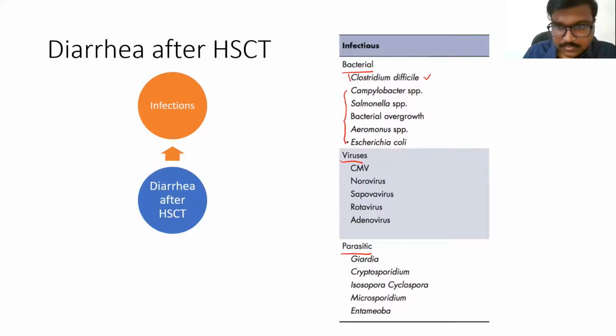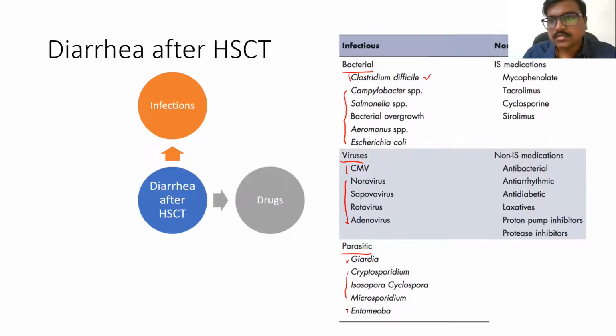and other bacteria. Viruses are a very important cause. CMV is a common cause in stem cell transplant patients, and there are other viruses. Giardia, coccidian parasites and Entamoeba are also important causes.